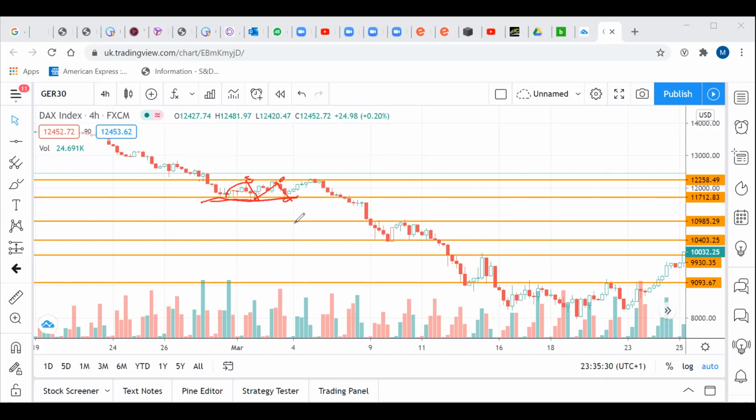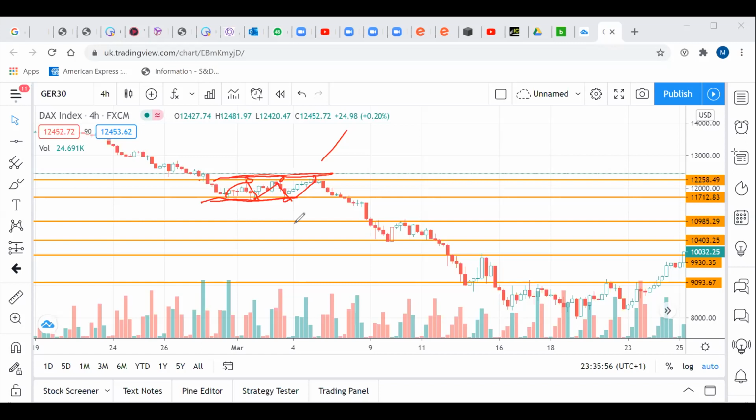It went up again to your area of resistance. So here it's tested this area of resistance 3 times and it hasn't broken. So when you see areas where it's tested support and resistance and it hasn't broken, then that is a strong area of support and resistance.